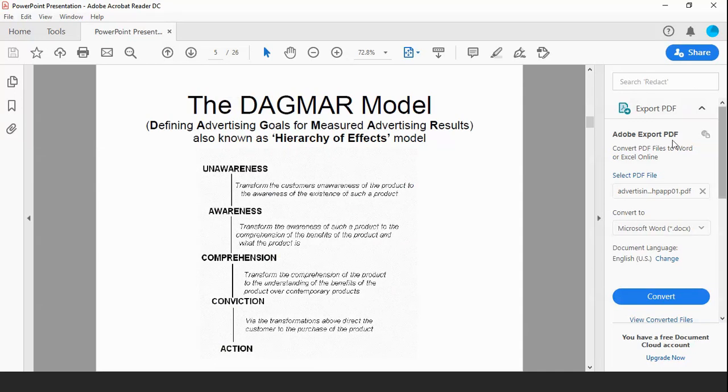And then we have the Dagmar model. The Dagmar model is an abbreviation for defining advertising goals for measured advertising results, DAGMAR. Now this means that we have goals and we have results that are measurable. So advertising is only going to produce the kinds of results that are measurable. Now what is measurable? Sales are measurable. What else is measurable? Traffic is measurable.